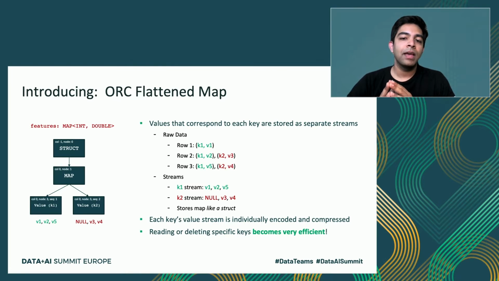To solve this problem, we added a new flattened map encoding in our ORC spec. In a flat map, all the values that correspond to each key are now stored as a separate stream. Therefore, for the example that we discussed in the last slide, in this specific case, we'll now have 2 streams, one for K1, which has all its values, and the other one for K2, which has all its corresponding values. For those who might be familiar with how structs are encoded, this is actually a very similar concept. Each struct subfield basically has its own stream in the same way each key in this map has its own stream.